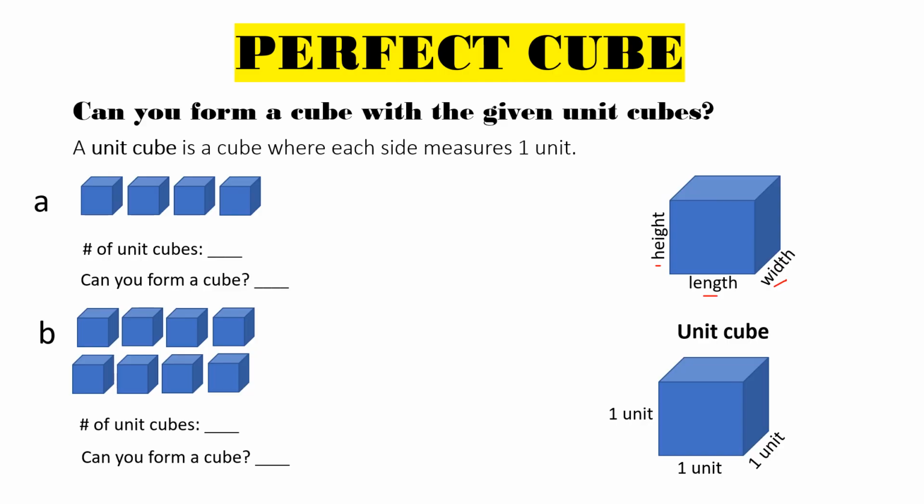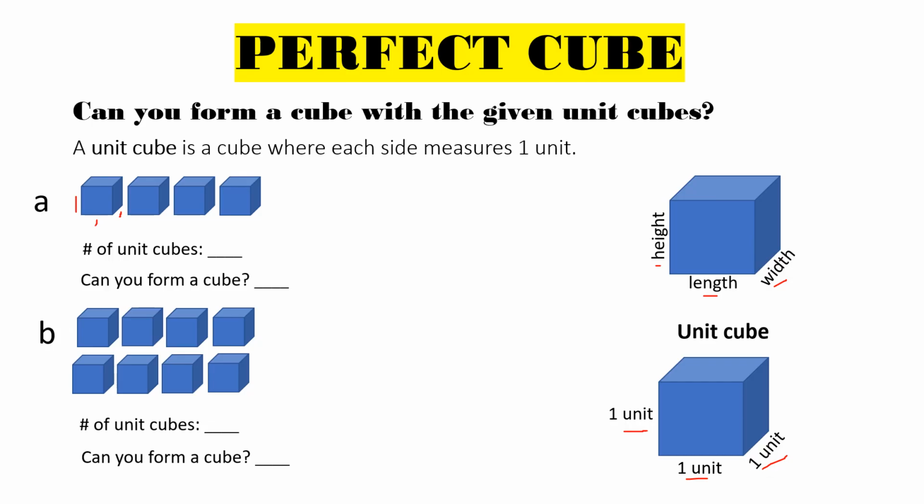Now, the definition of a unit cube, class: each side measures 1 unit. So I have here the illustration of a unit cube. Each side measures 1 unit. So our length is 1 unit, our width is 1 unit, and our height is 1 unit. Then our given example, class, once again, can you form a cube with the given unit cubes? Therefore, class, these given cubes are unit cubes, so each side measures 1 unit. The length is 1, the height is 1, and the width is also 1 unit.